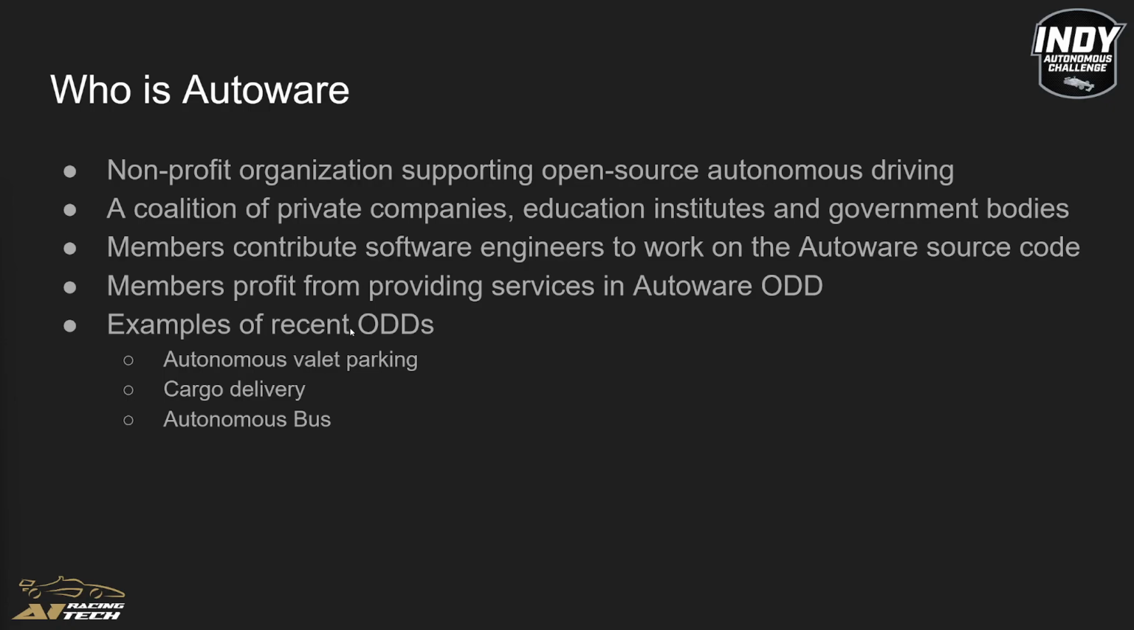And how Autoware really works is that the member companies and these institutes contribute software engineers to work on the Autoware source code. And later on, how they profit is that once the whole Autoware project is complete in its current ODD, they profit from selling these autonomous driving services that are targeted during a specific Autoware ODD development. Some of these recent examples include autonomous valet parking, which was the first Autoware ODD, and cargo delivery, and then finally autonomous bus, which is the goal for Autoware during 2022 to 2023.